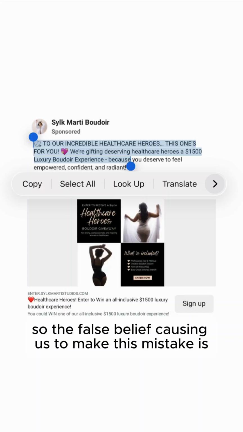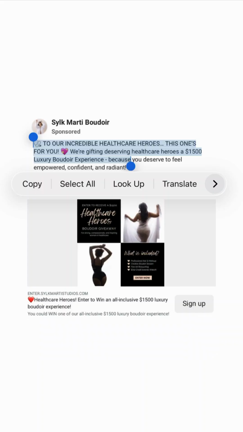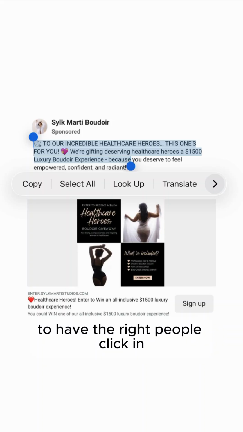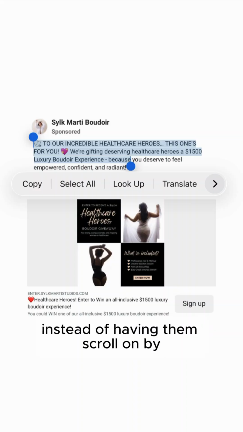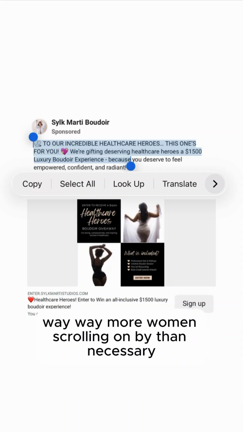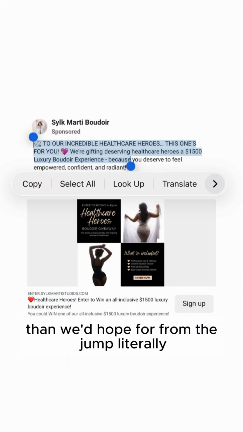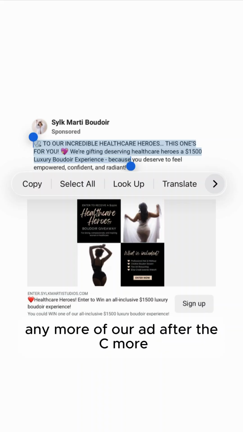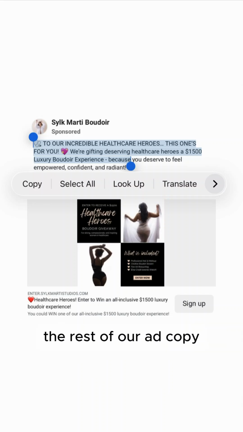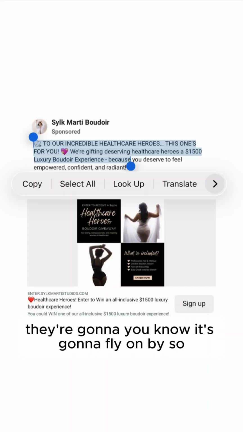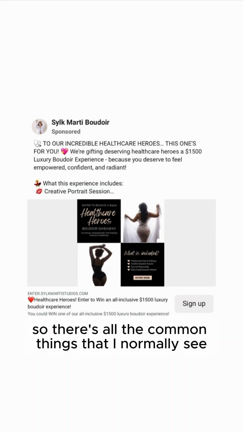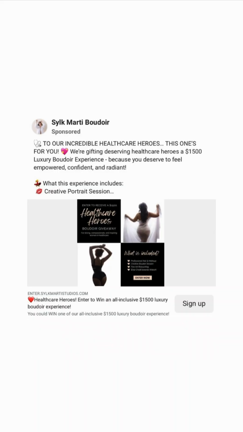The false belief causing us to make this mistake is, well, we believe we provide enough context to have the right people click in instead of having them scroll on by. Well, the consequences, we actually have way, way, way more women scrolling on by than we had hoped for from the jump. Literally from the jump, they ain't gonna read any more of our ad after they see more of the rest of our ad copy. They're just gonna fly on by. So all right, those are all the common things that I normally see, and that's what I see right now.